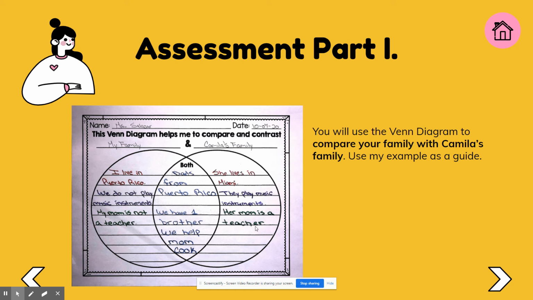So, as you can see here, we have the differences, right? How our families are different. And in the middle, I talk about the things that we do have in common, our similarities. And this is exactly what you're going to do. You're going to compare and contrast your family with Camila's family.